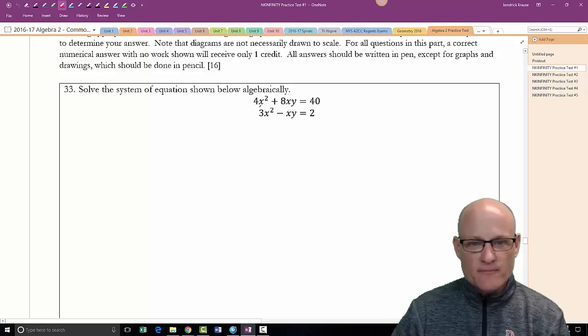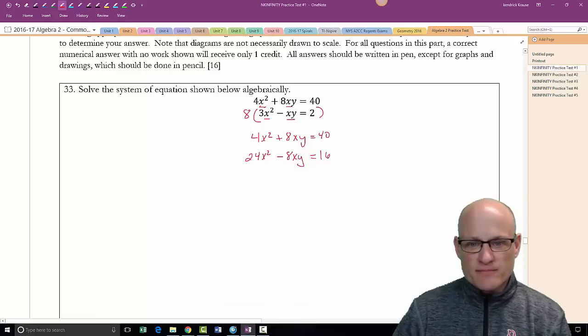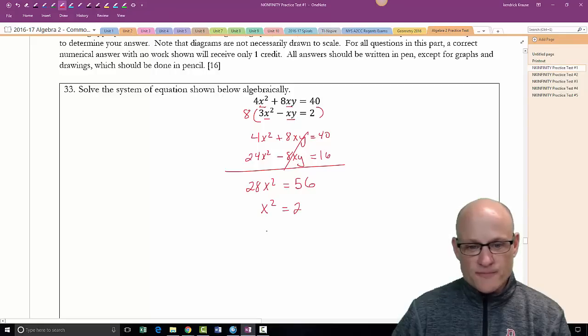You see how this is x squared here? And xy, x. If I multiply this equation by 8, I can get rid of xy's. So I get 4x squared plus 8xy equals 40. And then I get 24x squared minus 8xy equals, am I recording? I am. Equals 16. Now I'm just going to add these up. So what does this give me? 28x squared, these just go away, equals 56. X squared equals 2. Take the square root.